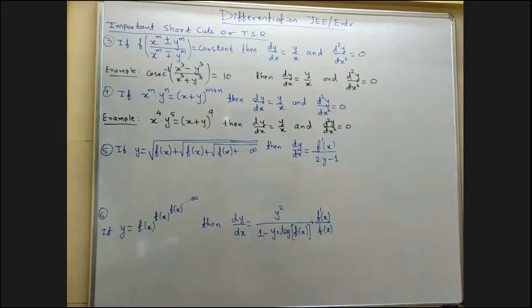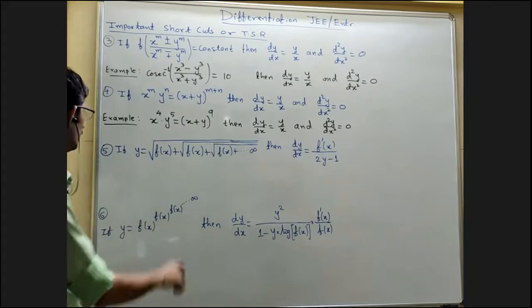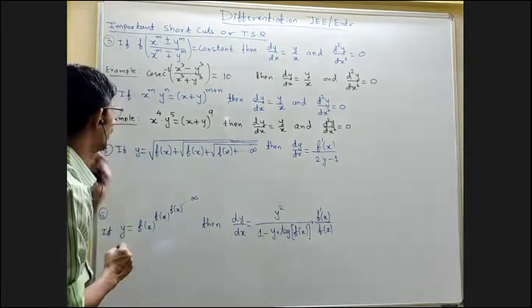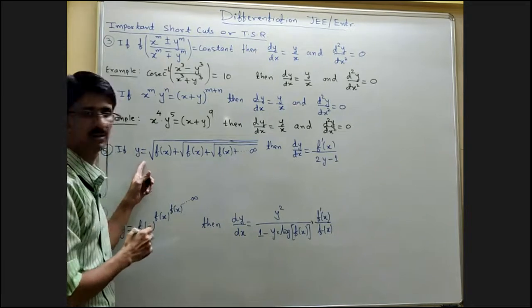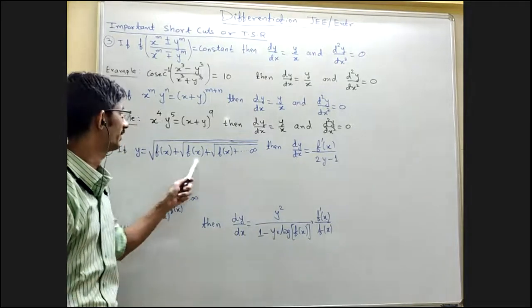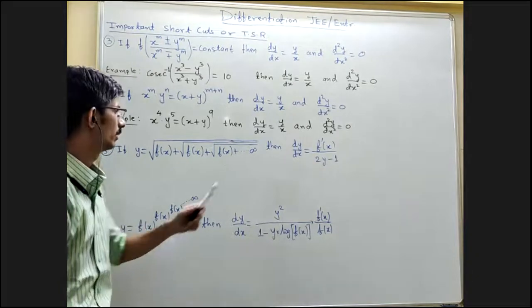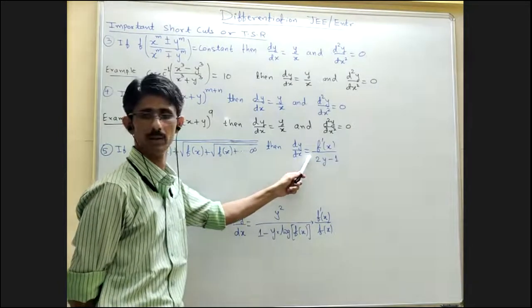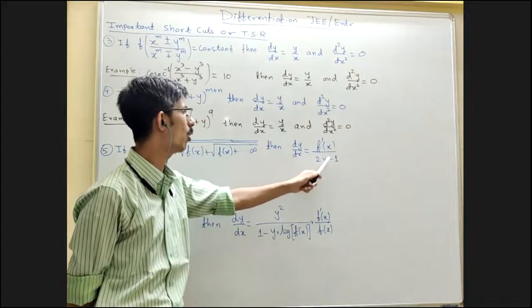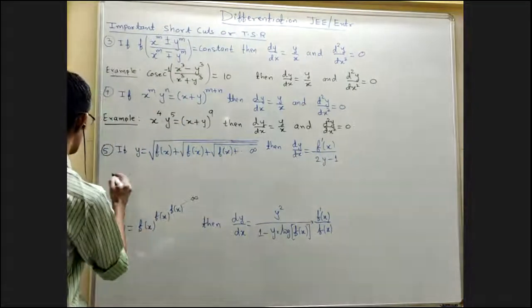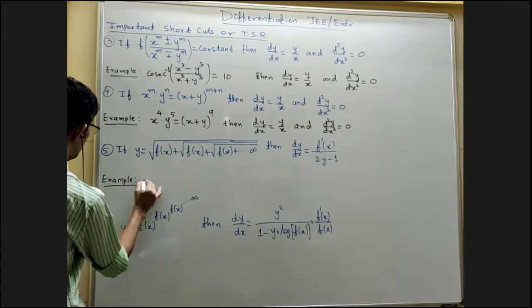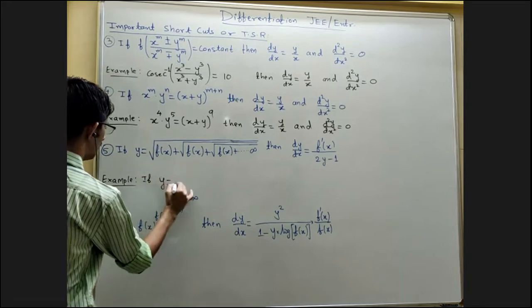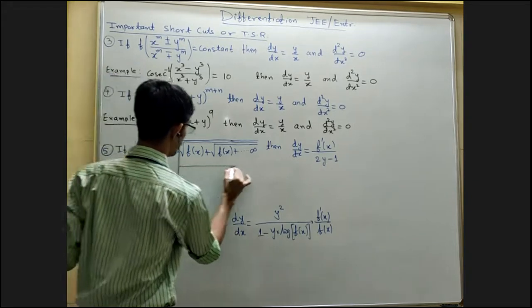Okay, then the next time saving result is for infinite series. This example too we have done in the theory lectures. Now let's take an example on this. Let me tell you what this is. y is equal to under root of f(x) plus under root of f(x) plus, continuing to infinity, then dy by dx is equal to what? It is equal to f dash of x upon 2y minus 1. Let's understand by taking one or two examples. So write the example: if y is equal to, now under the root, okay.